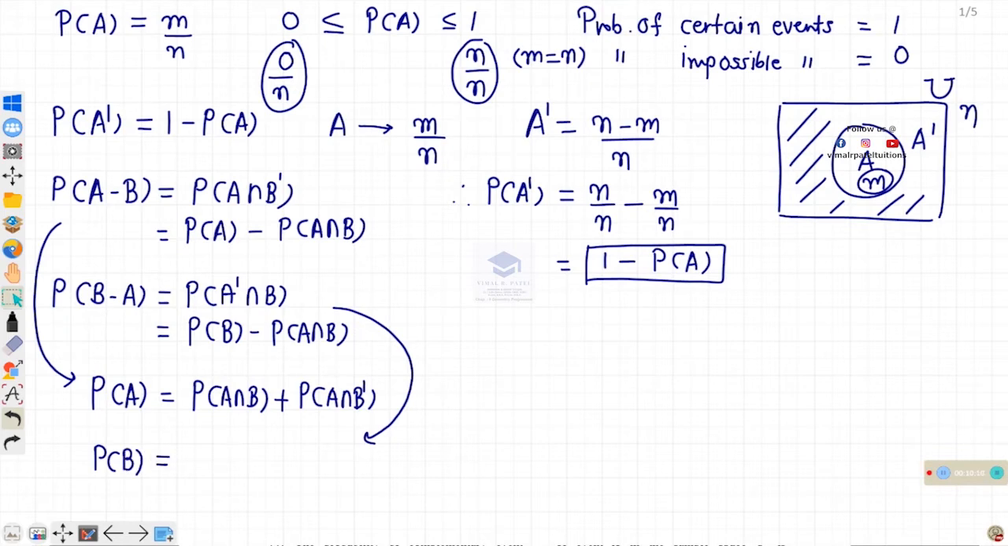P of B is equal to A intersection B plus A dash intersection B.